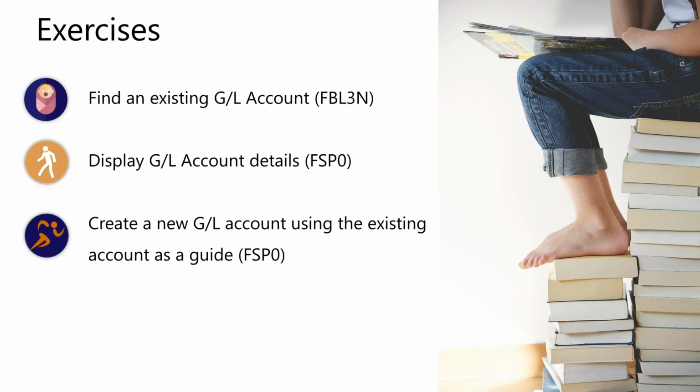And then an FI exercise: finding an existing GL account using the FBL3N that we saw, and displaying it through FSP0. If you want to get more advanced, you can use FSP0 to create a new one, using that existing one as a guide. Hopefully these exercises will give you something to do in the system, because if you don't have a job to do in the system, it's hard to figure out where to start. They're just exercises to help get you started and learning in whichever system you choose. Okay, so any more questions?